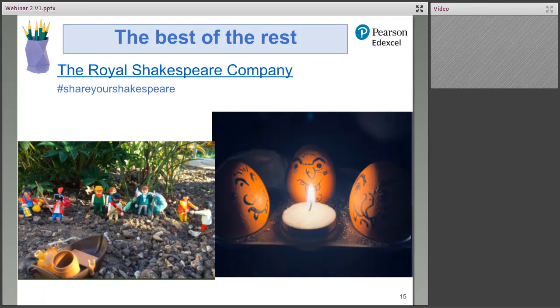Okay, so as you can see, she's putting up there the best of the rest, which is the Royal Shakespeare Company. And that's really good. I think it's The Tempest, yeah. So has any of you ever tried anything like that? Got your students to do things like that? They can always recreate it and then just send it to you or video it or whatever.